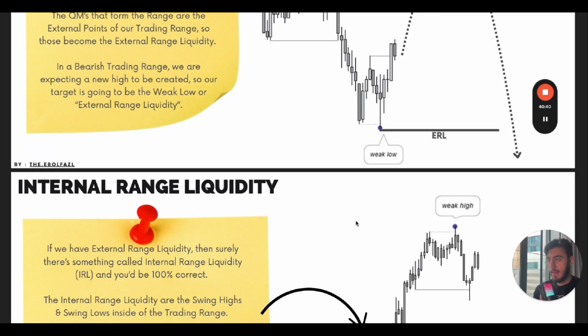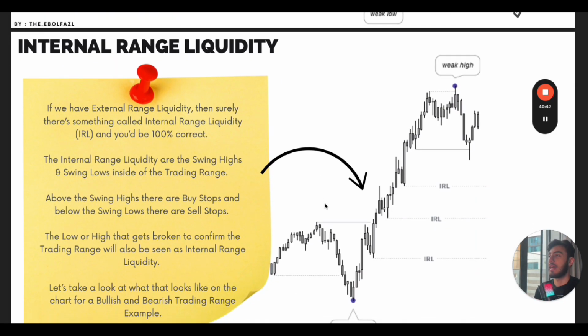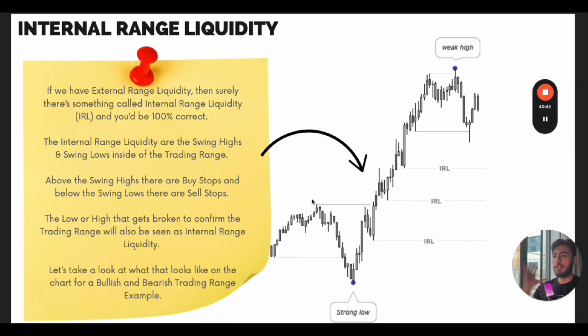So now you understand the external range liquidity. It's so important to understand internal range liquidity. So what is the internal and external range liquidity? External is the liquidity that is outside, the main target of ours. But before price takes out the liquidity outside of the range, price should take out the liquidity inside the range. This liquidity inside the range, we call internal range liquidity. If we have external range liquidity, then surely there is something called internal range liquidity, and you're 100% correct.